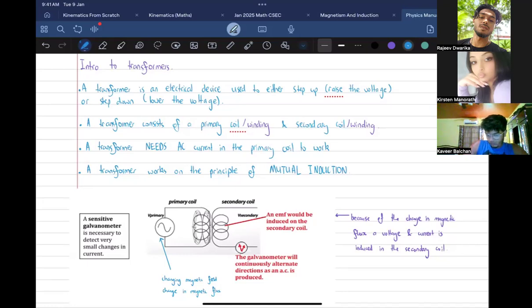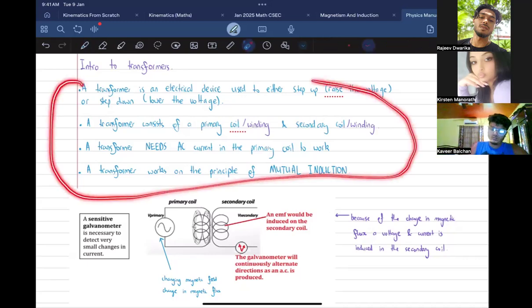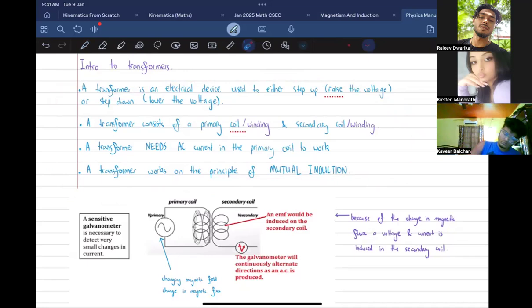So let me just have my notes as soon as I finish. Everything I wrote over here is questions that could be asked in the exam. They could ask you, what principle does a transformer work on? Mutual induction. They could ask you, what type of current does a transformer need and why? Alternating current, because alternating current produces a change in magnetic field. All them things.